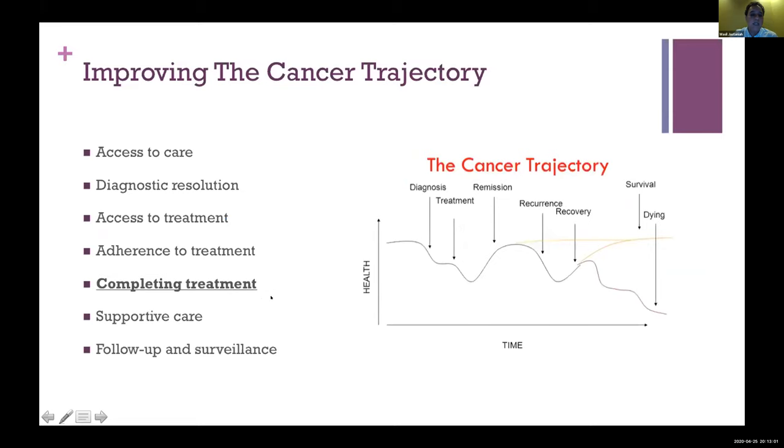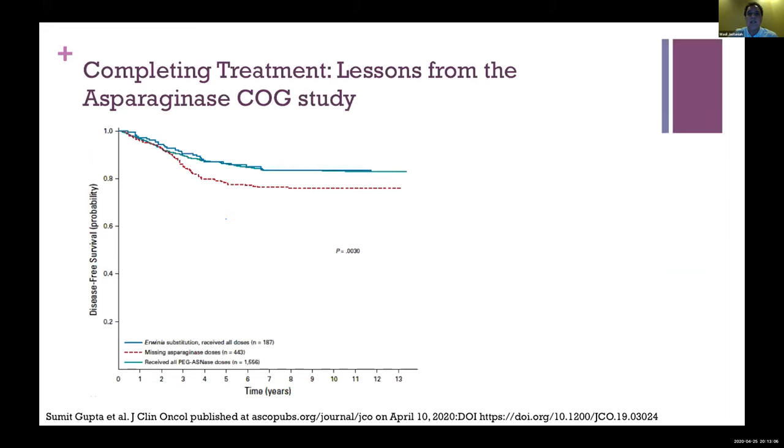So the other important aspect of treatment is actually completing treatment. And a good example is the recently published Children's Oncology Group study that looked at an important component of ALL therapy, which is asparaginase. And in this study, they looked at the disease-free survival of patients that received all PEG asparaginase doses here in green, patients that were switched to Erwinia asparaginase due to hypersensitivity, but also received all their asparaginase doses in blue, compared to those that missed asparaginase doses in the red dashed line.